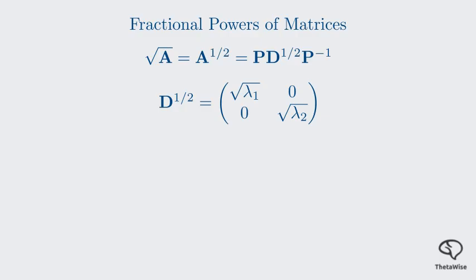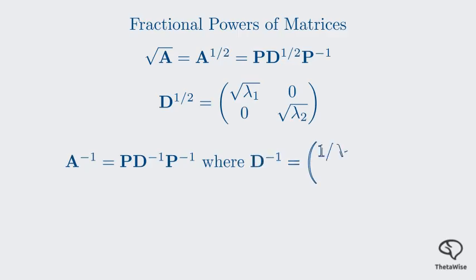Similarly, we can define negative powers. A inverse, or A to the negative 1, is P times D inverse times P inverse. D inverse is simply the diagonal matrix with the reciprocals of the eigenvalues on the diagonal, provided they are not 0. This demonstrates the versatility of diagonalization beyond finding integer powers. It's a foundational concept that extends our ability to manipulate matrices.